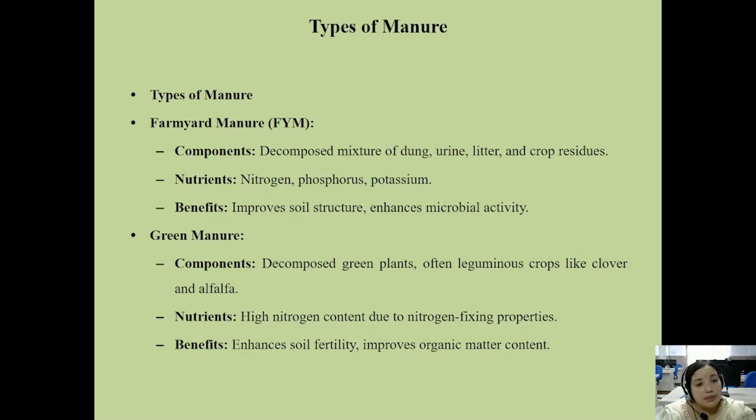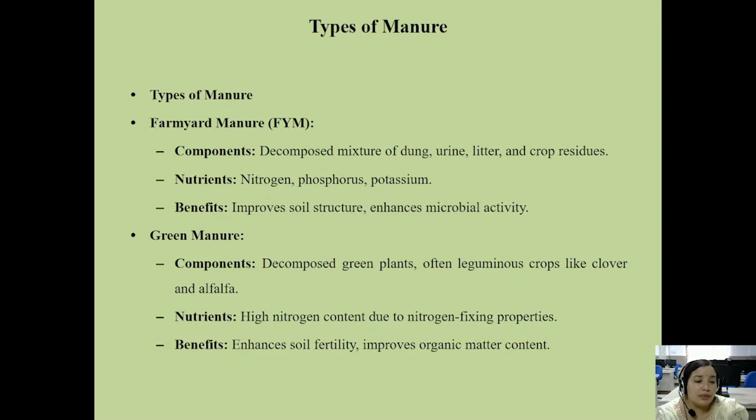That is farmyard manure, FYM. Components are decomposed mixture of dung, urine, litter, and crop residues. Nutrients are nitrogen, phosphorus, and potassium. Benefits are improved soil structure and enhanced microbial activity. That is the benefits of farmyard manure. It improves your soil structure and enhances your microbial activity.